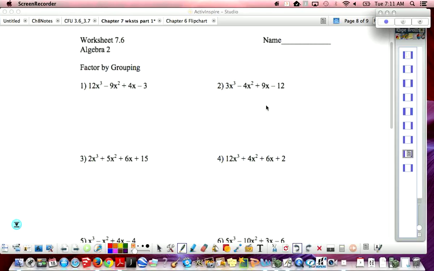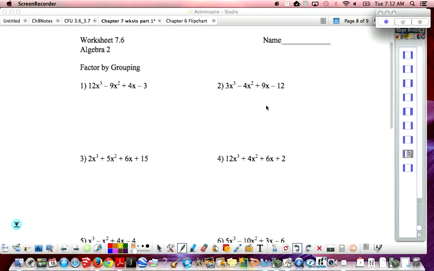Today's worksheet 7.6, we learned two processes for factoring polynomials if we have four terms or if we have the hard trinomials. And we do this by what we call factoring by grouping.